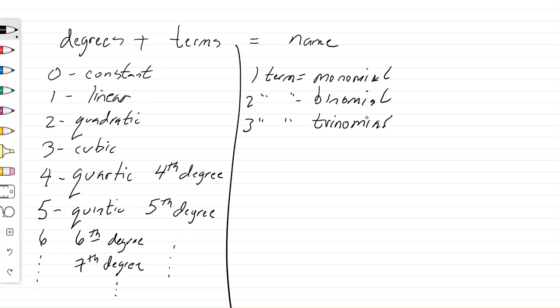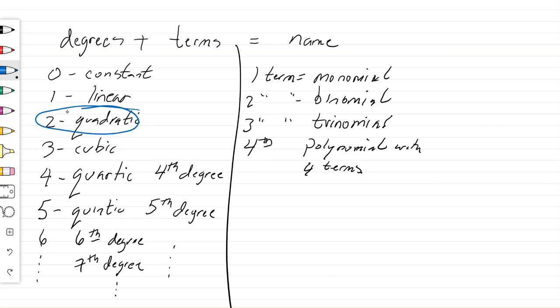And after 3 terms, from the 4th term forward, we refer to that as a polynomial with 4 terms. Okay, so here's how it works. Let's say, for instance, I'm working something and it comes out to be a highest degree of 2, along with only 1 term. We would call that a quadratic monomial.